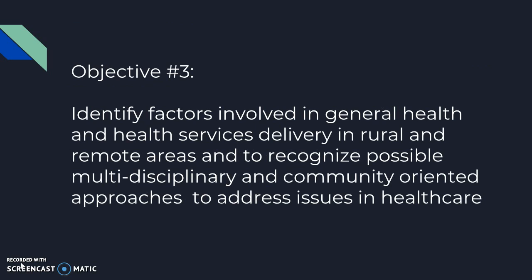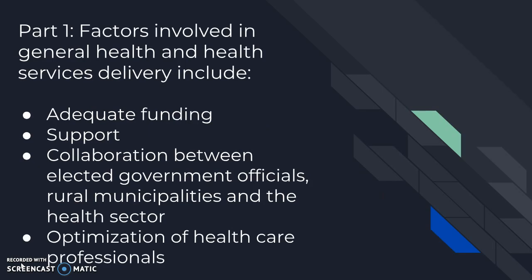Okay, so objective 3. This to me is kind of like two parts, just because it's such a big objective. Identify factors involved in general health and health services delivery in rural and remote areas, and recognize possible multidisciplinary and community-oriented approaches to address issues in healthcare. So, factors involved in general health and health services delivery include, but are not limited to, and this is more like a personal understanding, that funding is always an issue. Support is also an issue.